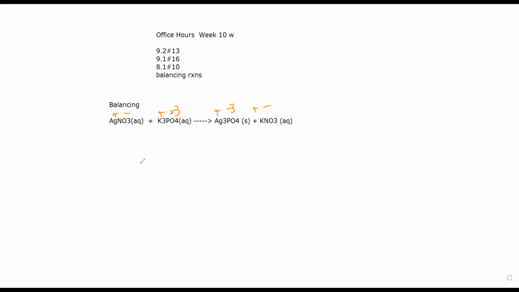Now we do some keeping track. And once we practice this a bit, we can really keep track in our heads. But what I'm going to check is I need the same atom number on my reactant side as my product side. So here I can see that I've got silver, I've got nitrate, I've got potassium, and I've got phosphate. Pardon my penmanship.